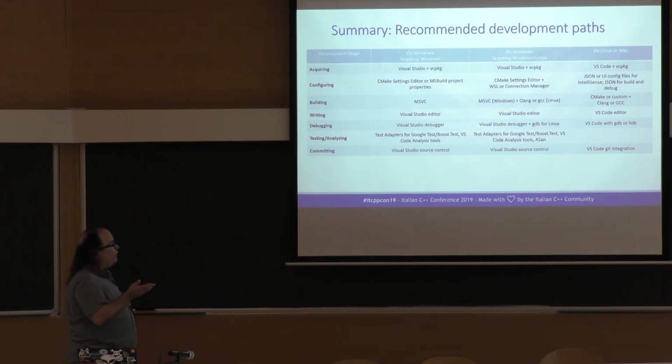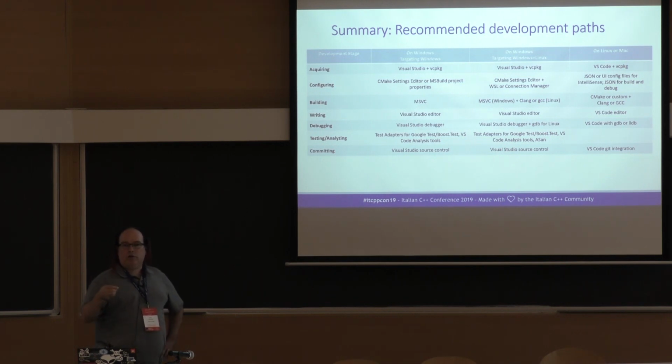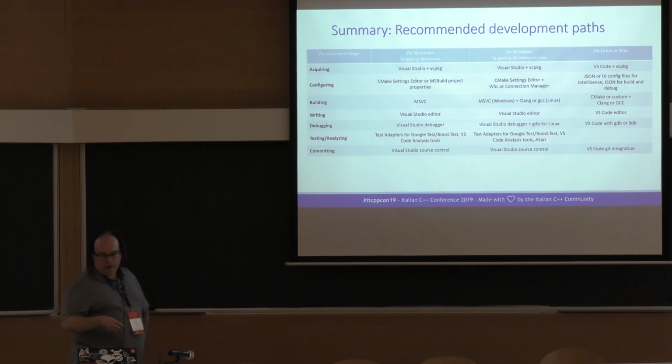And then, if you're on Windows and you're targeting Windows and Linux, still Visual Studio, you can use WSL or the Connection Manager. We've also added Clang support into Visual Studio. You can install Clang as part of your Visual Studio install, or you can bring your own version of Clang and point Visual Studio at it. And then, of course, on Linux or Mac, you can use VS Code, vcpkg, etc.